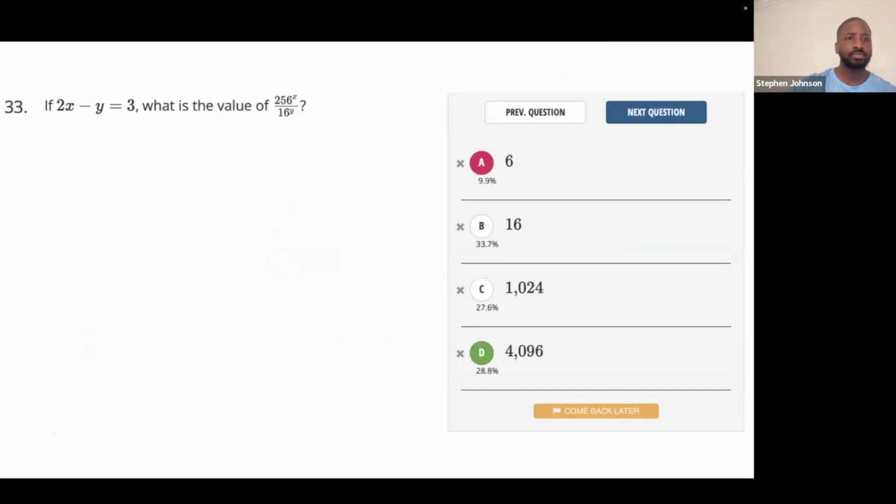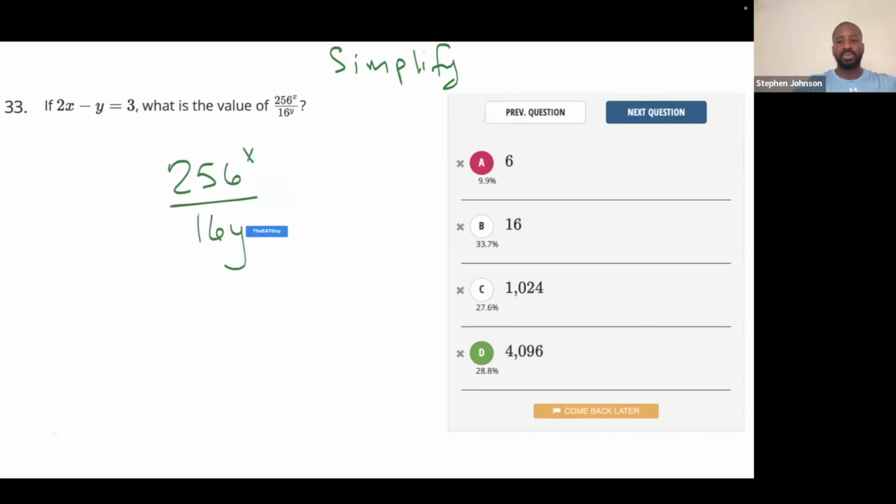All right, next question. If 2x minus y equals 3, what is the value of 256 to the x power over 16 to the y power? So this is a simplified question, all right? This is one of my favorite types of simplified questions, because when you read it, it feels like, what are you talking about? How do I solve 256 to the x power divided by 16 to the y power? So first of all, how could you simplify that, right?